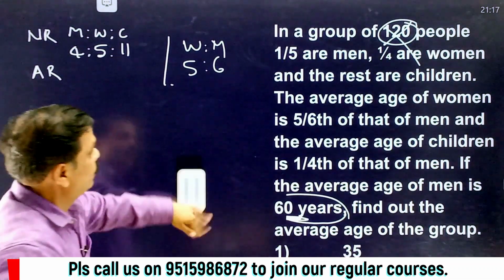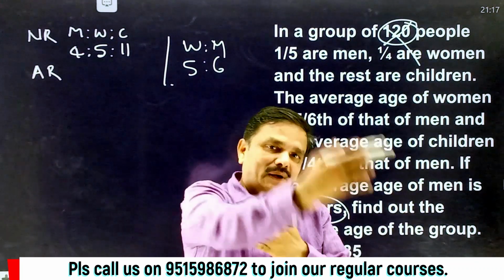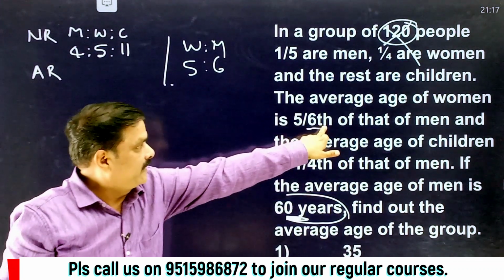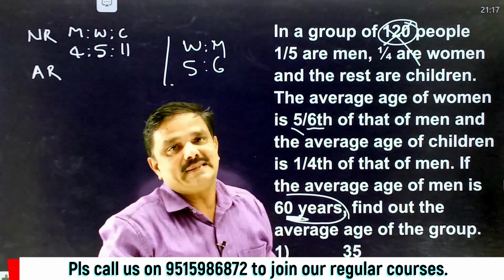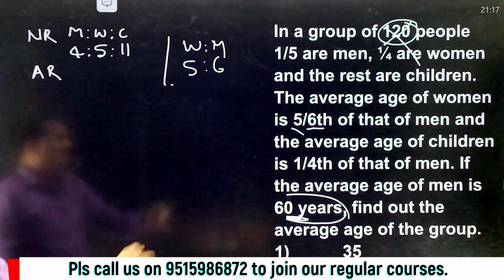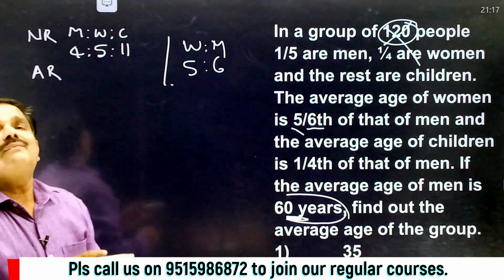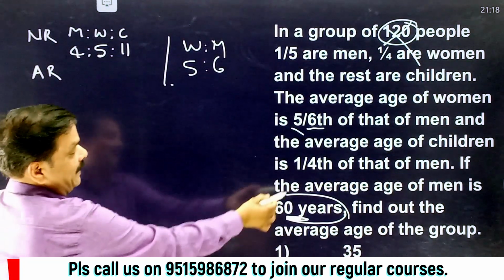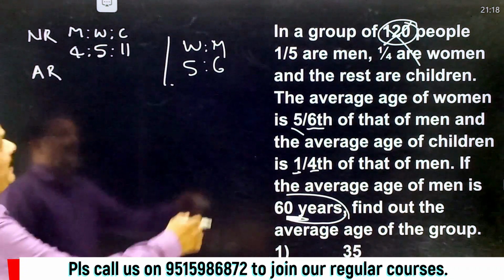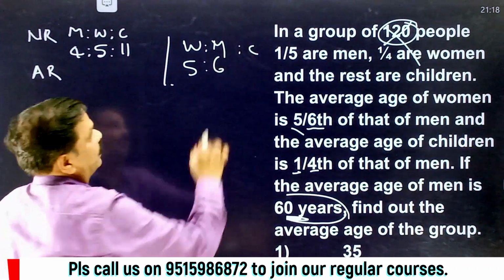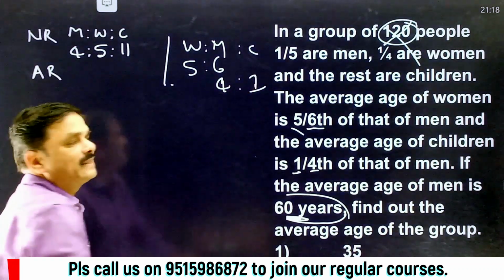Next time onwards, you need not do this rough work. When the average age of women is 5/6 of that of men, that means 6 parts is men, 5 parts is women. As simple as this one, as far as age is concerned. Then the comparison of average age is between children and men. Average age of children is 1/4 of that of men. So clearly I can say men 4 parts, children 1 part as far as average age is concerned. Now I am writing here, men is to children, just rough work. Men is to children, that is 4:1. As simple as this one.